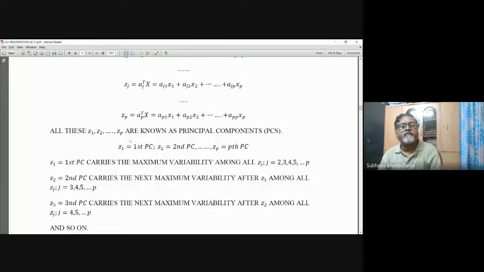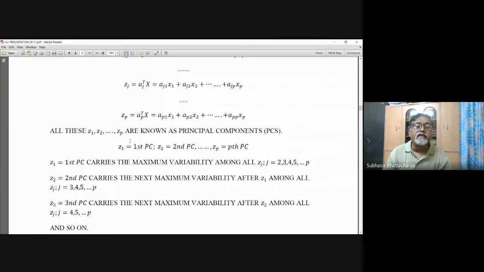Z1, the first principal component, carries the maximum variability among all Zj's. Among all Zj's means what? Among all Zj's without itself. It is the first one, so it varies from the others, that means 2, 3, 4, 5, and so on. If there are 10, then among 2, 3, 4, 5 up to 10, Z1 has the maximum variability.